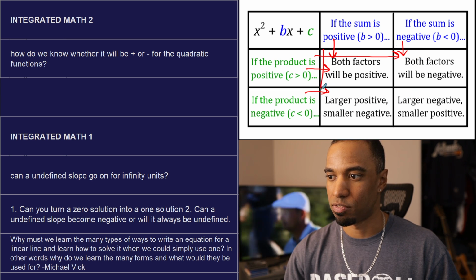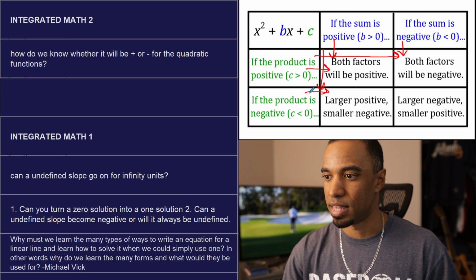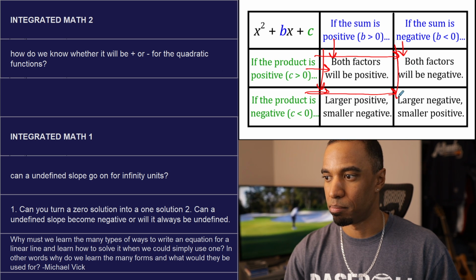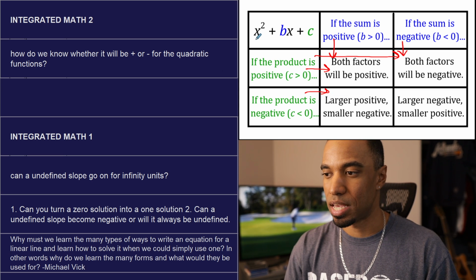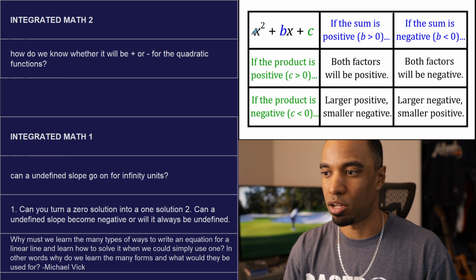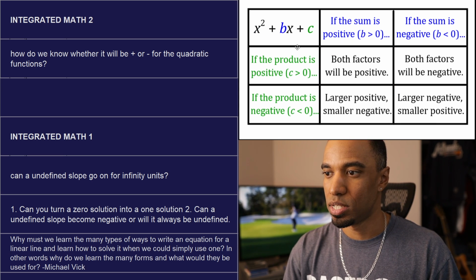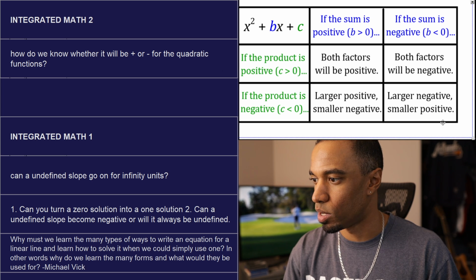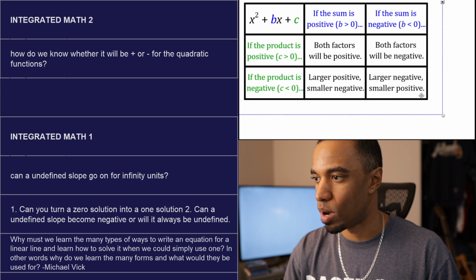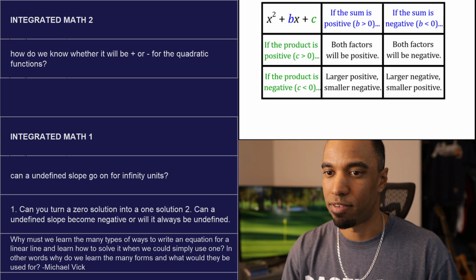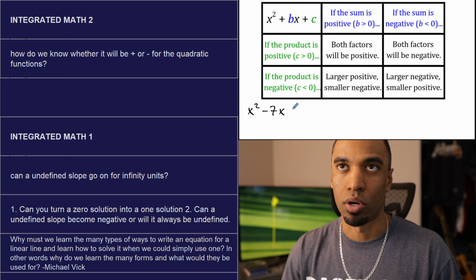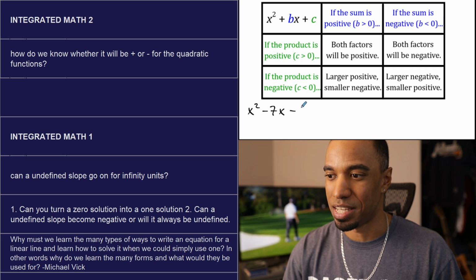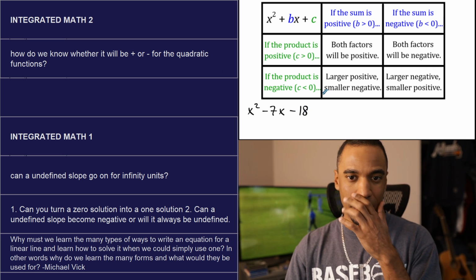Negative product, positive sum is right here. And then negative product, negative sum is right here. Okay. So what does this have to do with? This has to do with when we are factoring a quadratic trinomial, and I'll write an example right here. Let's say we're factoring x squared minus 7x minus 18, something like that.